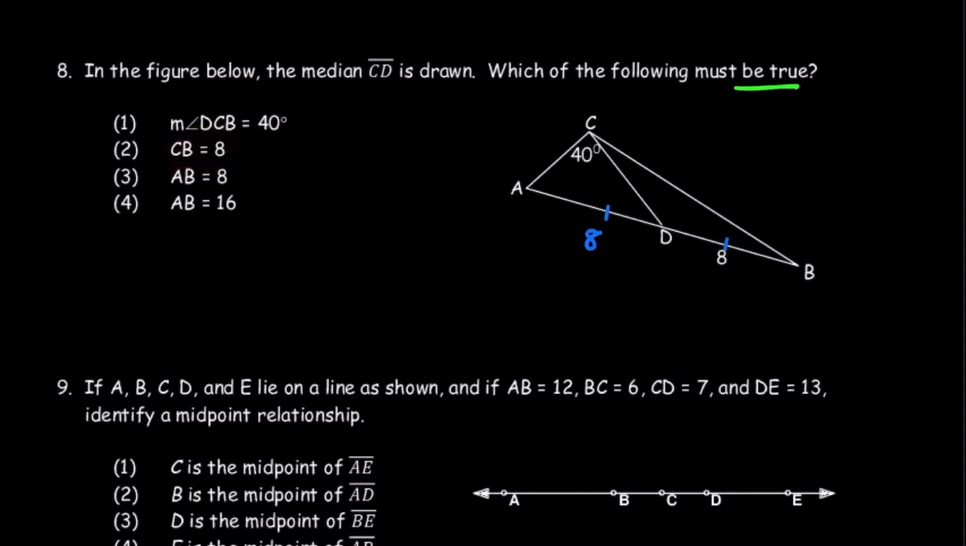How about CB being 8? No, I know nothing about that side. That's out. How about AB being 8? No, that's not 8. That's out. I know the answer's got to be choice 4. Why? Because AB is 8 plus 8 is 16. That one works.